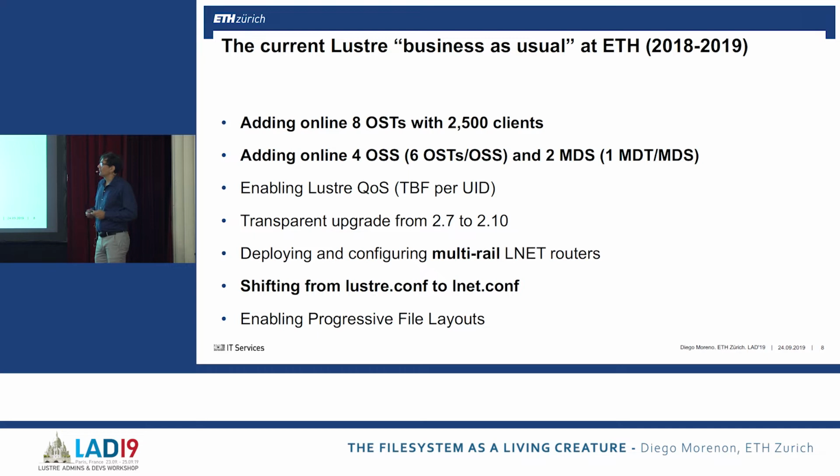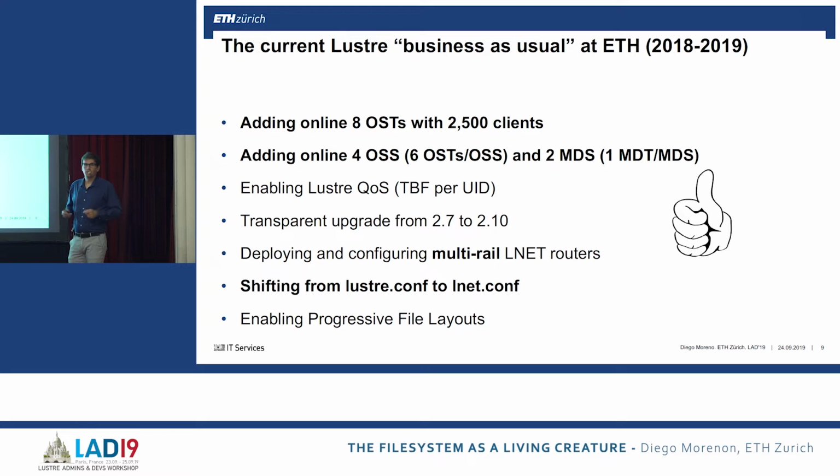We have also enabled QoS. We have also done a transparent upgrade from 2.7.2.10. I remember the old times where upgrading was not so easy. Today, it is really a trivial operation. And then we have also configured and deployed LNet routers. I will speak later about that. And we went from lustre.conf to lnet.conf, so dynamic LNet configuration. We have also enabled, by default, progressive file layouts. So kudos to all the Lustre community and all the Lustre developers that made this possible in the last years.